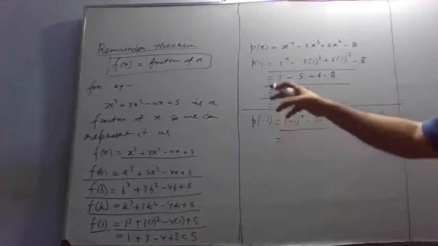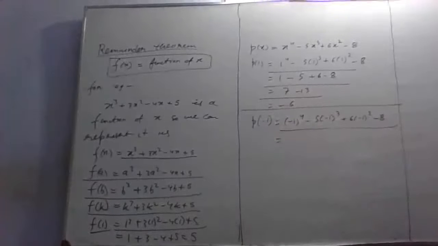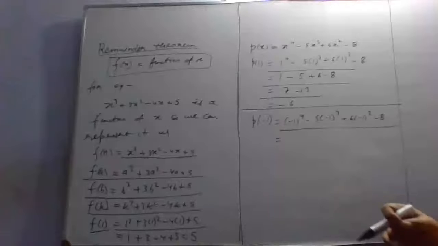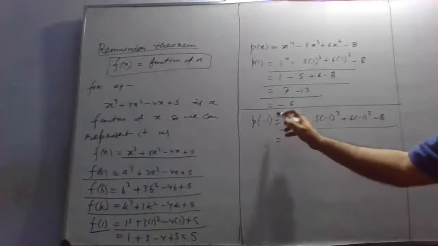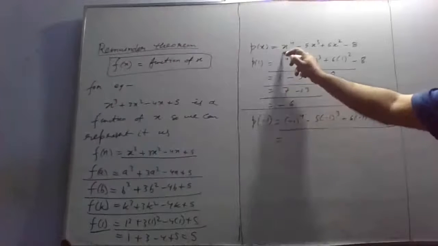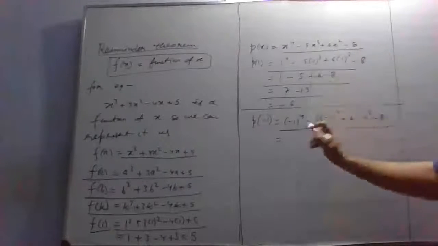This is not the statement of remainder theorem. These are the things which will be used in remainder theorem. That's why I am discussing them first. So if the value of x is taken as minus 1 in the left hand side, it will be taken as x equals minus 1 in the right hand side also.